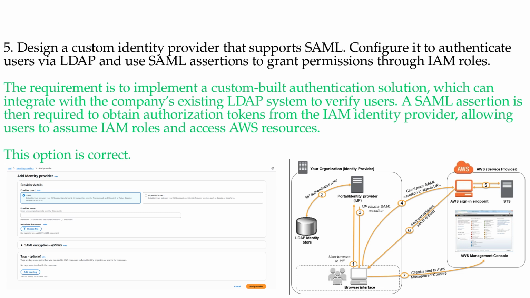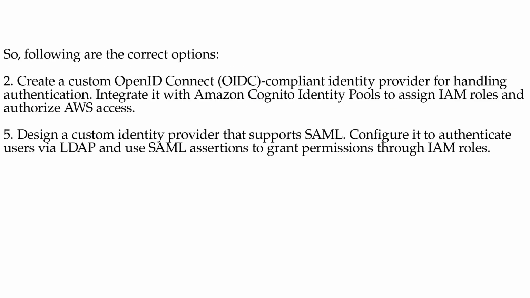You have to set up IAM roles, and the user will be assuming those IAM roles. They will get temporary credentials, and then after a series of redirects, they will be logged in directly to the AWS management console, and then they will be able to access AWS resources. So this option is correct. So finally, these two are the correct options: option number 2 and option number 5.